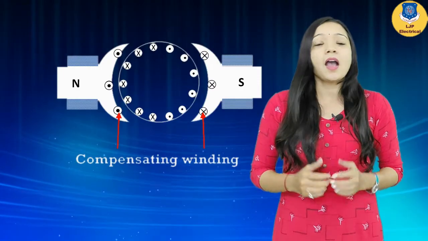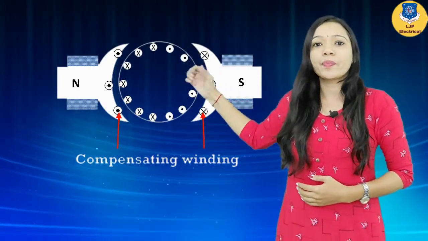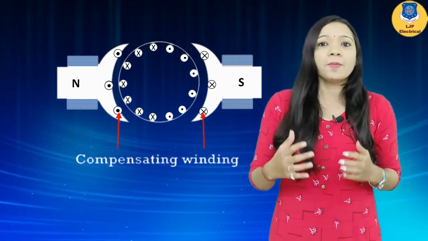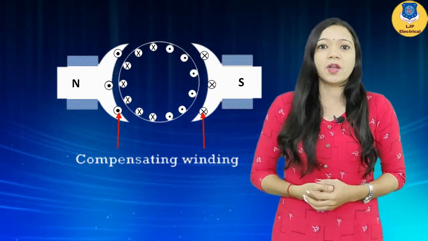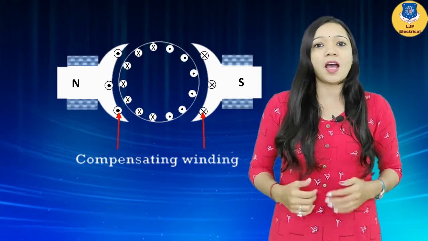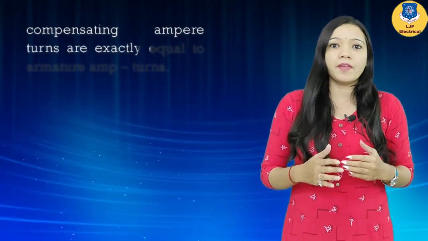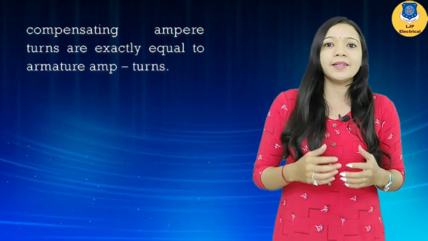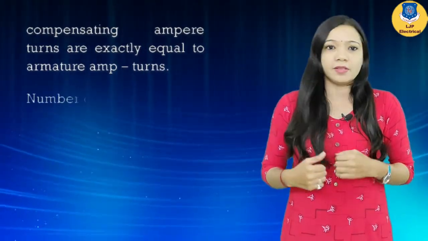These windings are embedded in the axial slots in the pole shoe. The compensating winding is connected in series with the armature winding and carries current in the opposite direction to that of the adjacent armature conductors below the pole shoe. To compensate the effect of armature MMF under the pole shoes, it is necessary that the compensating ampere turns are equal to the armature ampere turns.